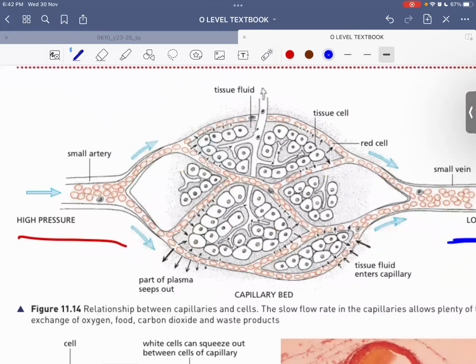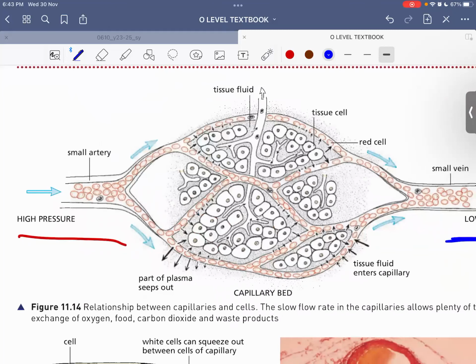Our blood is a combination of two things. Our blood is made up of two things. One is the liquid portion, the transparent liquid, which is the plasma, and one is the cellular portion, which is made up of red blood cells, white blood cells, and platelets.